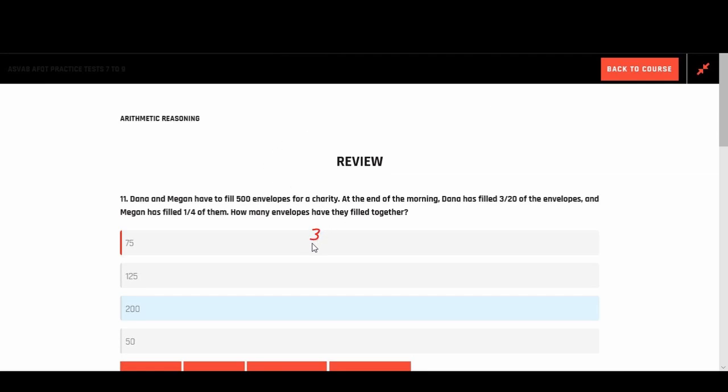So again, we're told Dana has filled 3 over 20, and Megan has filled 1/4 of them. Again, we want to figure out how much they filled together, but we have these fractions which have different denominators. That said, we should recognize that we can easily put 1/4 over denominator 20. Let me show you. 4 goes into 20 5 times, so to make this denominator 20, I would multiply that by 5. And what you do to the denominator, you do to the numerator. So 1/4 is the same as 5 over 20.